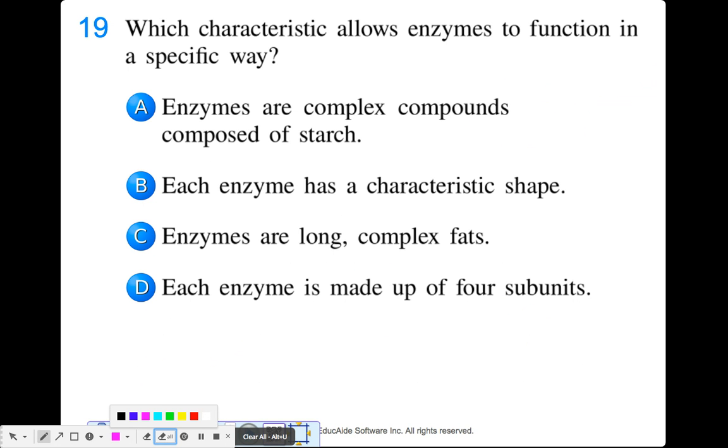All right, number 19. Which characteristic allows enzymes to function in a specific way? Every enzyme has a specific shape. Enzymes are all about shape. So are hormones and receptors, as you're going to find out in our next units. But enzymes are not made of starch. They're made of protein. Enzymes are not fat. They're made of protein. And some enzymes are made up of 4 subunits, but not all of them. So that's kind of crazy. All right, shape.